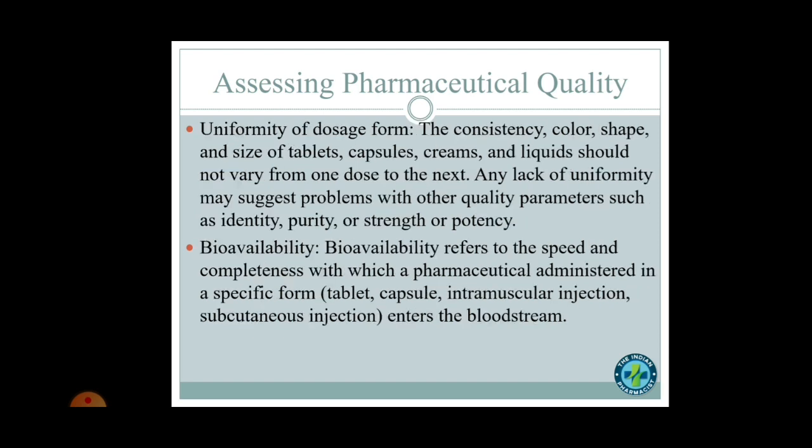Thereafter, uniformity of dosage forms. The consistency, color, shape, and size of tablets, capsules, creams, and liquids should not vary from one dose to the next. If you found a tablet in a blister of red color while the other tablet in the same blister is of white color, it indicated that the tablet may have degraded or is getting contaminated, or there is some mix up of the product.